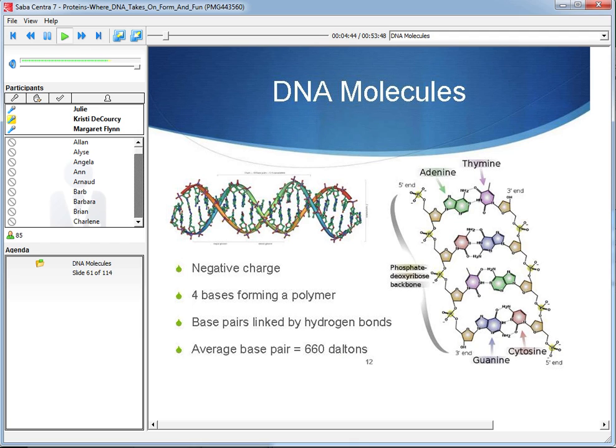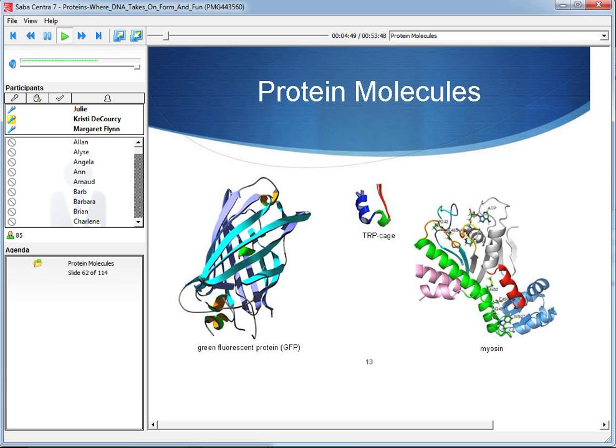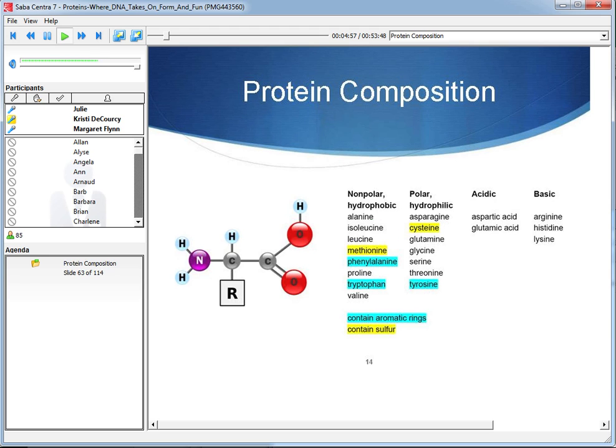All right, so what do we know about protein molecules? Do we know much about their size or their charge, composition? Yeah, we know quite a bit. Protein composition: we know that proteins are comprised of amino acids, and there are 20 standard amino acids and then a few other non-standard amino acids.